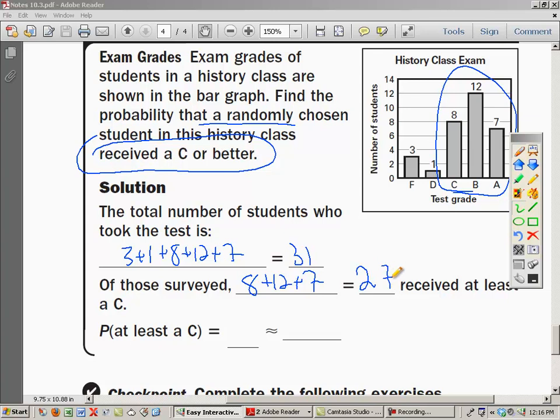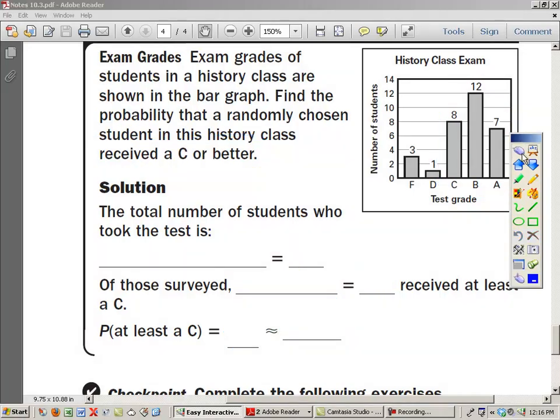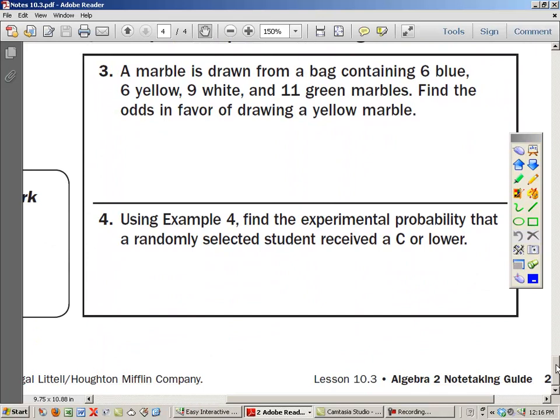So the probability of at least a C is the number of successes out of the total number of trials. 27 out of 31 reduces to a decimal of approximately 0.871. Again, notice this experimental probability is between 0 and 1, as we would expect. So basically there's about an 87% chance that you will randomly select a student that got a C or better. All right, 2 checkpoint problems at the bottom of the page to conclude the lesson. Why don't you try these, and we'll be right back with a solution.